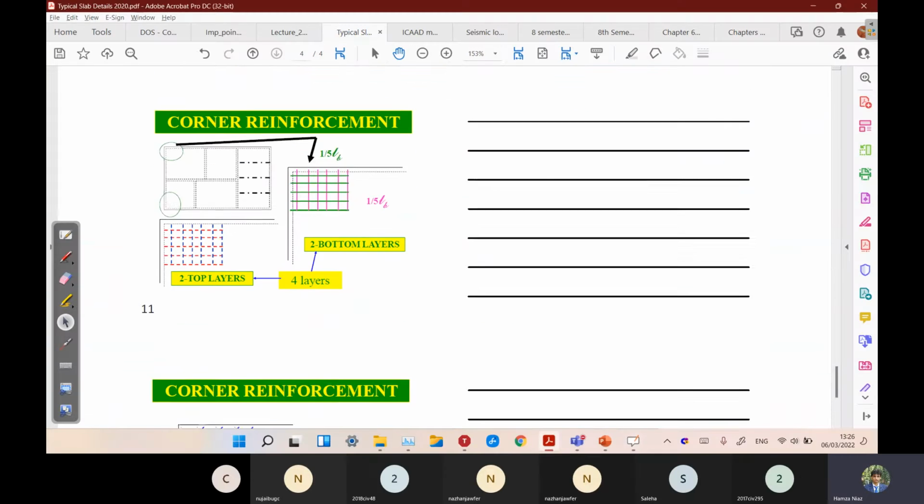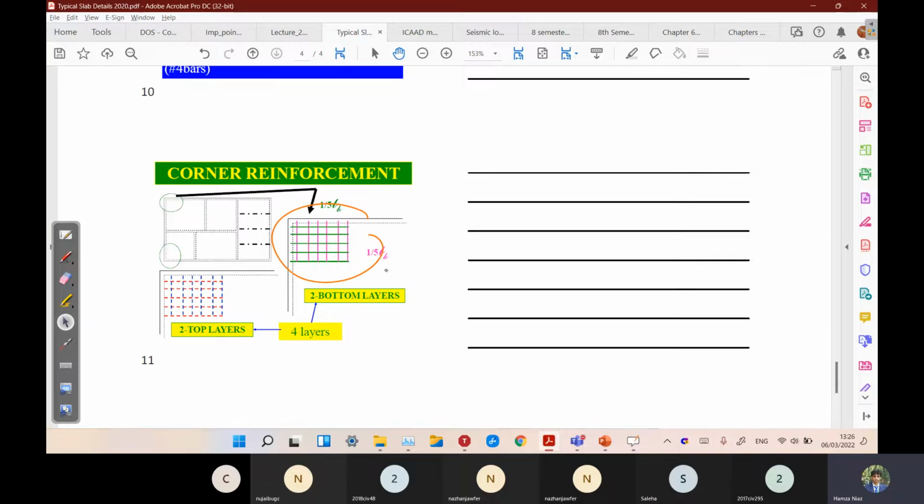And other way is to provide simply a mesh. The mesh is simply a bottom mesh and a top mesh, two meshes actually at the bottom and top, and the distance of mesh would be L by 5. Whatever the length is in this direction, for example, this was Lx and this was Ly, it will be Ly by 5. Okay, this is how we have to detail the slab.